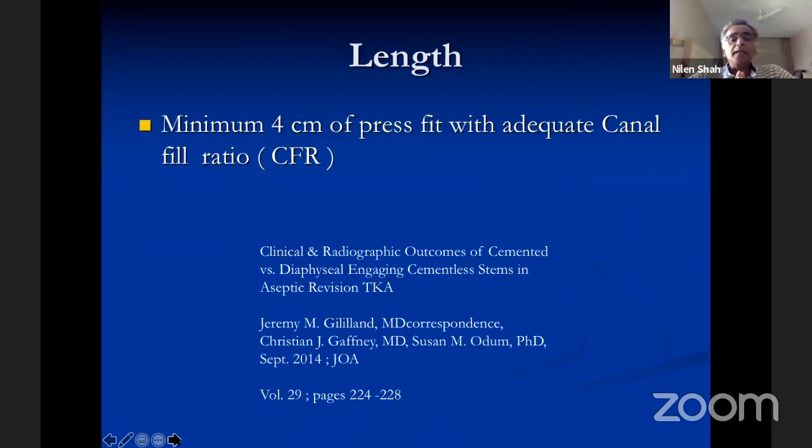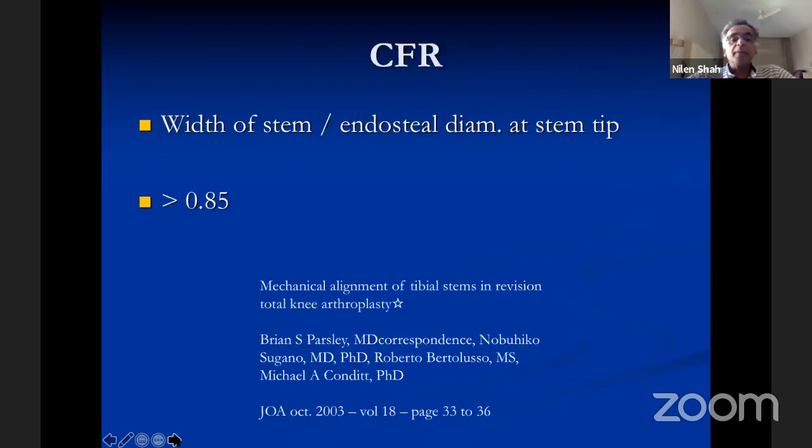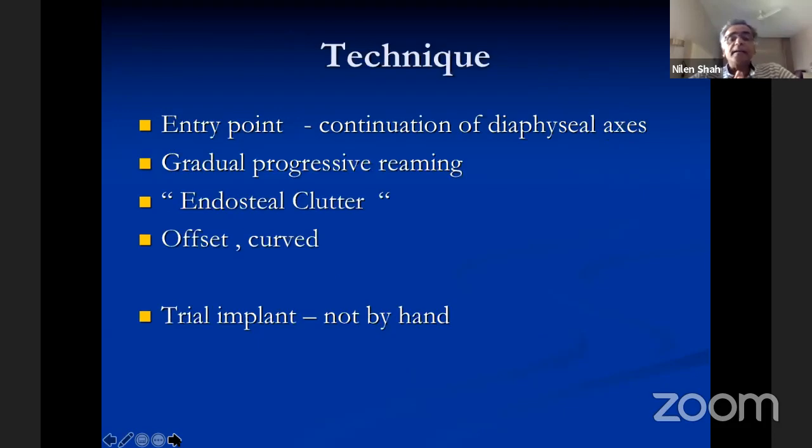How long should they be? If you are using a press fit stem, a minimum of 4 centimeters of press fit with adequate canal fill ratio is recommended. And what is this canal fill ratio? The width of the stem over the endosteal diameter at the stem tip needs to be more than 0.85. What it means is that it has to be a tight fitting stem, with a minimum of 4 centimeters engaging the diaphysis for the stem to really be solid inside.